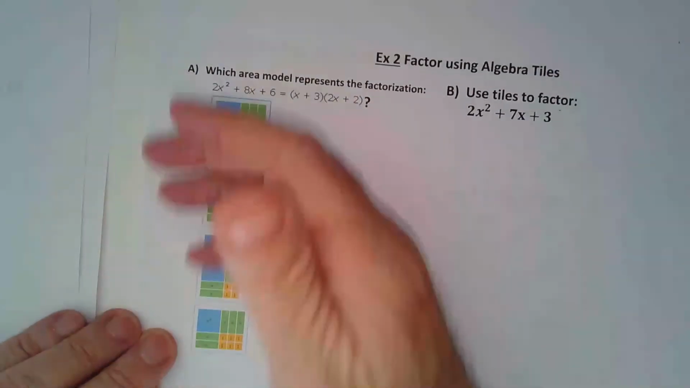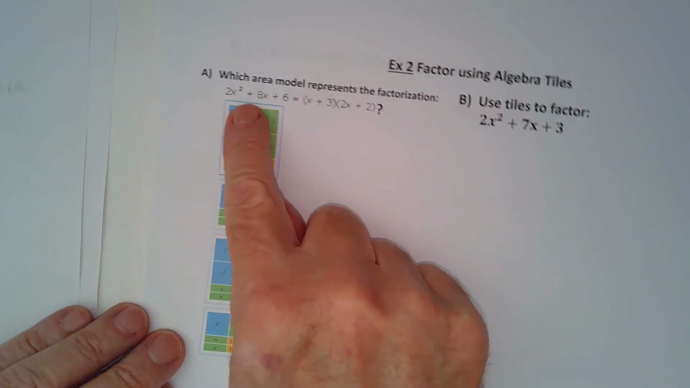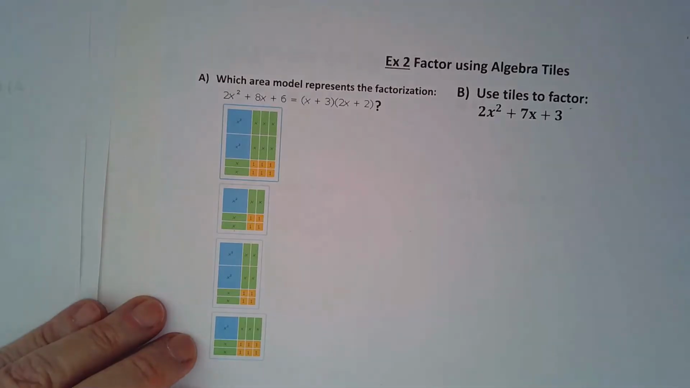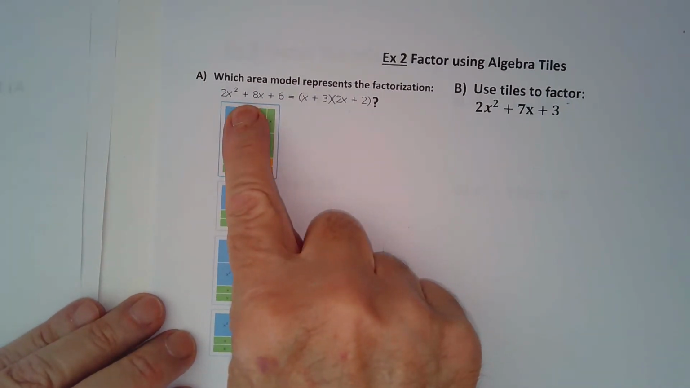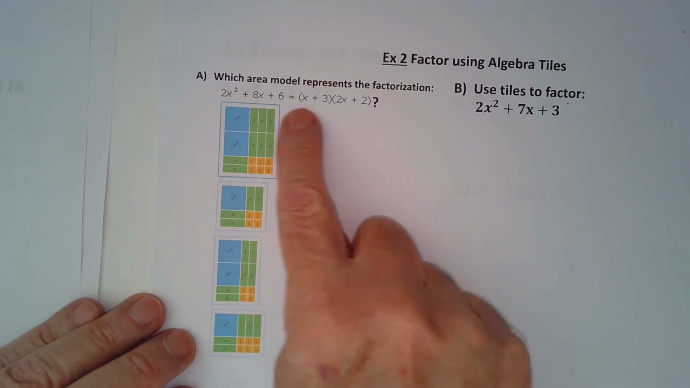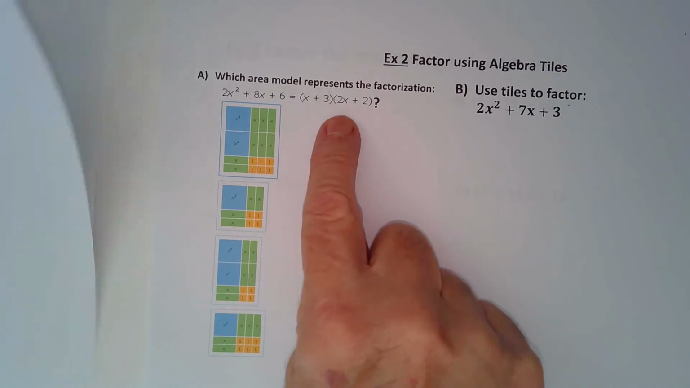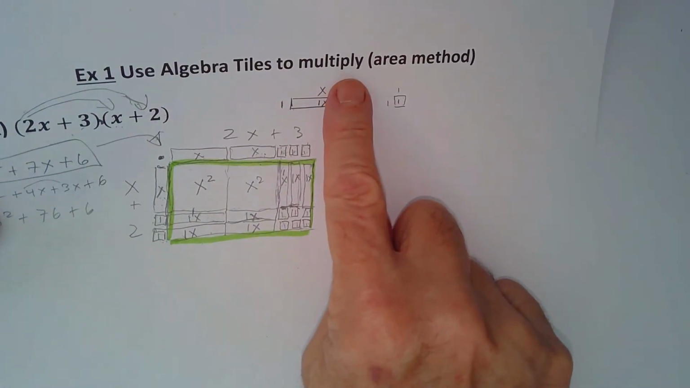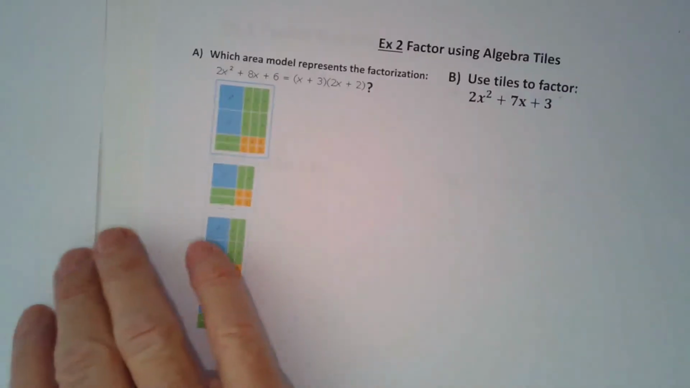So what they do is they say, okay, which area model represents the factorization of this trinomial into this pair of binomials? So again, factorization means you are dividing this trinomial back into these two binomials. Now remember here, we were multiplying together to multiply. But you can also use information from this when you go into factoring.